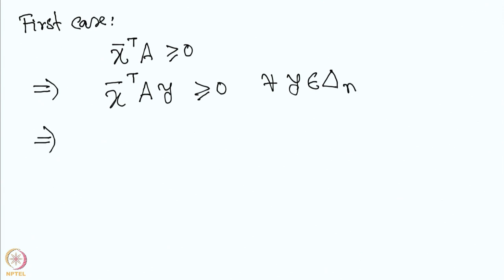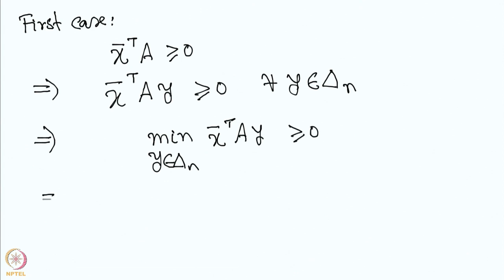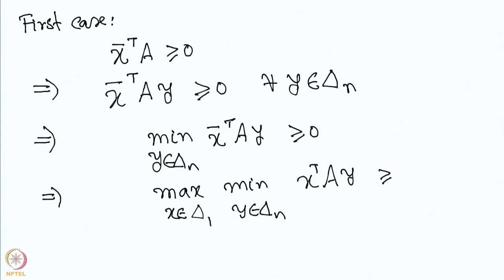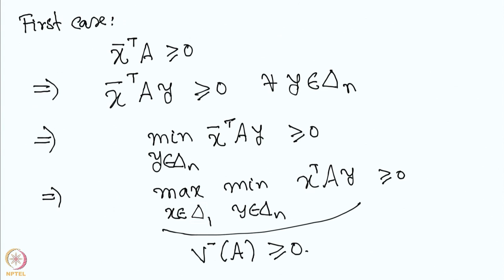This implies this is true for all y, so therefore the minimum over y in delta n of x bar transpose A y is greater than or equal to 0. This implies max over x in delta 1 of min over y in delta n of x transpose A y is greater than or equal to 0. This is nothing but the lower value of the game, which we denote by V minus of A, greater than or equal to 0. So this is the first thing.